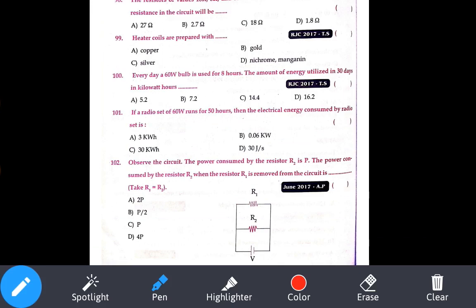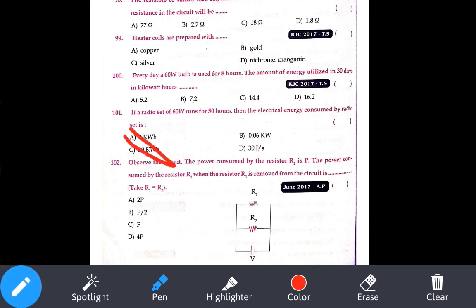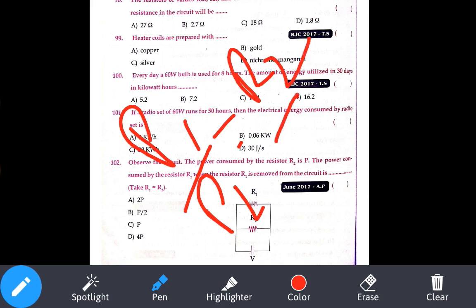Observe the circuit. The power consumed by the resistor R2 is P. What is the power consumed by the resistor when R1 is removed from the circuit? Take R1 and R2 as equal. What is the relation between power and resistance? P is equal to V²/R, which means it is inversely proportional. So we can write P1/P2 is equal to R2/R1.